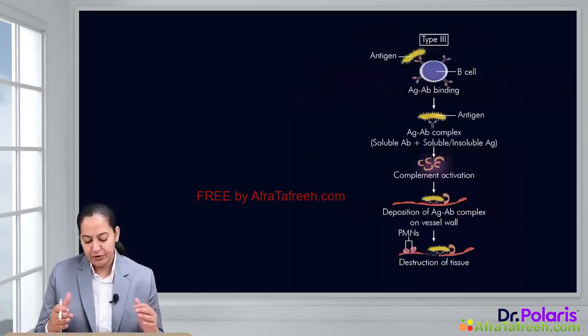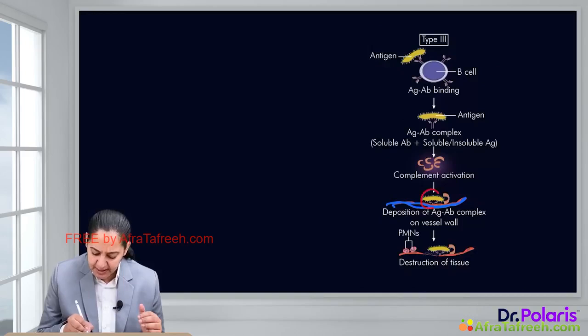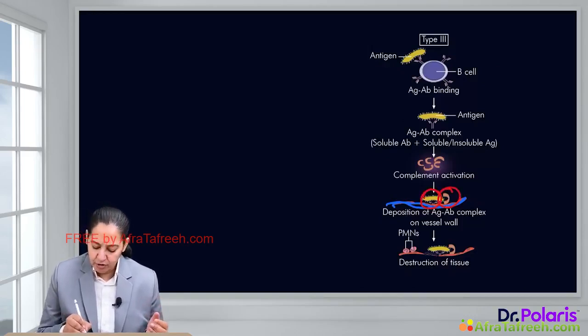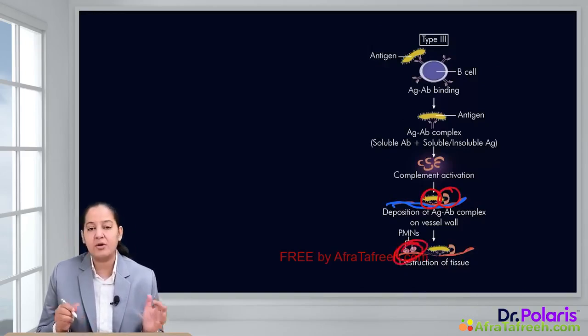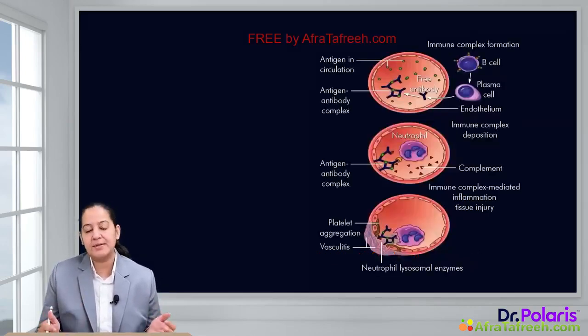So I would show you here. You can see this is the tissue. On the tissue, these antigen antibody complexes are deposited, attracting the complement, fixing the complement. So you can see due to the complement fixation, the neutrophils are coming and causing the inflammation of the tissue, which is causing tissue destruction here. That is the mechanism of type 3, which can be shown in this diagram also.